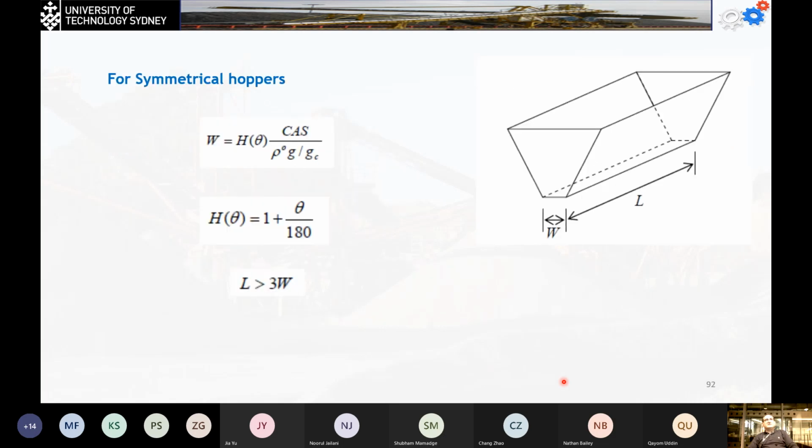For the symmetrical hoppers, the equation is going to be, we are going to have width and length. We can calculate the width, and the length is going to be 3 times the width. The width is equal to H theta multiplied by sigma c divided by the density multiplied by g divided by gc. Now the H theta is going to be different. It's going to be 1 plus theta divided by 180.